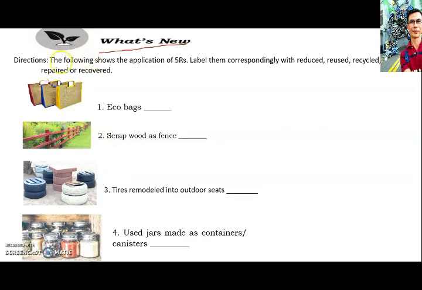The direction is, following shows the application of 5 R's. Label them correspondingly: reduced, reused, recycled, repaired, or recovered. So, I mean to say, you're going to write your answers on the lines provided for each item. So, you're going to write what? The words reduce, reuse, recycled, repaired, or recovered.